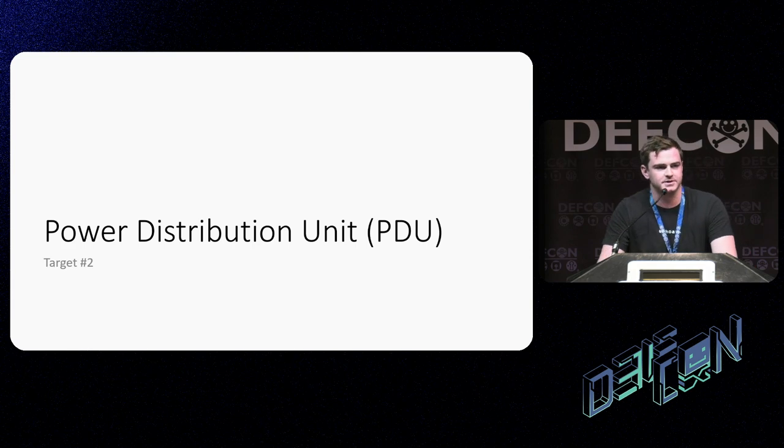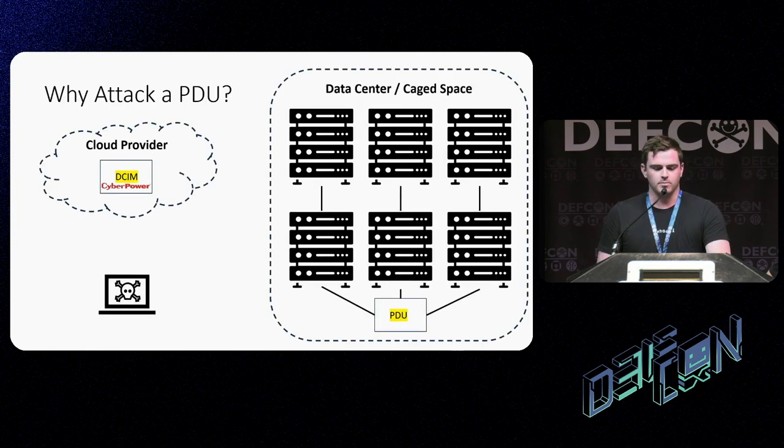Which brings us to our second target, which is a power distribution unit, or PDU, for the remainder of this talk. You can think of this as just a glorified power strip for plugging in your rack servers or network switches, that kind of thing. And the fancier ones actually get an IP on that local network and have a nice web-based management interface for remote administration. So why might we want to target a PDU?